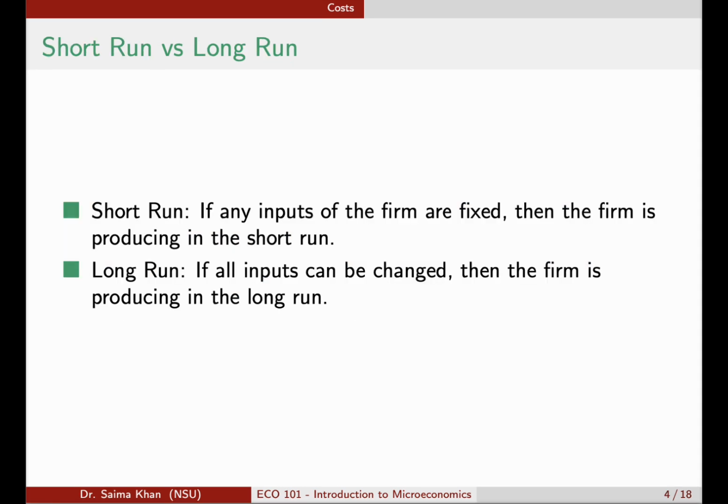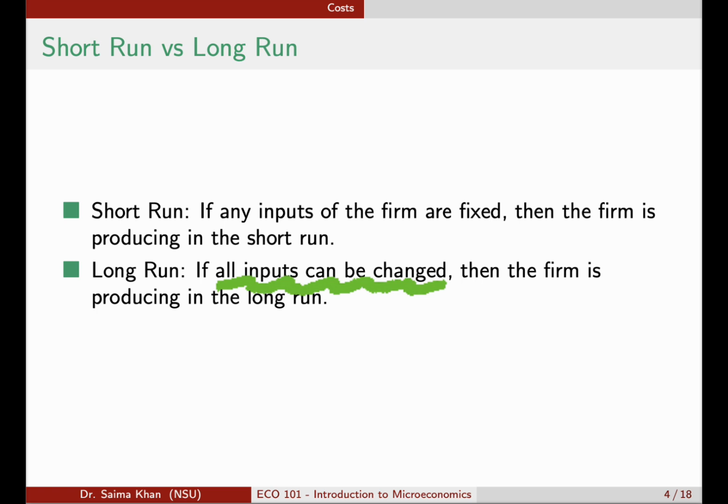Two related concepts that are very important is in production, what do we mean by short run versus long run? Well, when any of the input is fixed, then the firm is said to be producing in the short run. So in the example that we saw with Rahim's Carpenters, because they had to continue paying rent on their workshop, so land was essentially a fixed input, which means with Rahim's Carpenter, we were actually discussing the short run.